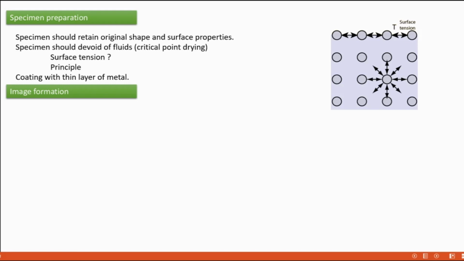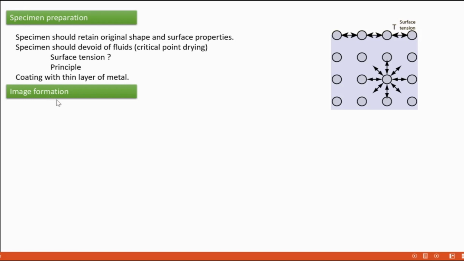Why are we coating this thin layer of metal over the specimen after it is dried? With this thin coating, it becomes a good target for an electron beam to scan its surface. That's the purpose of coating the specimen with these metals after it is dry. This is the specimen preparation for SEM.